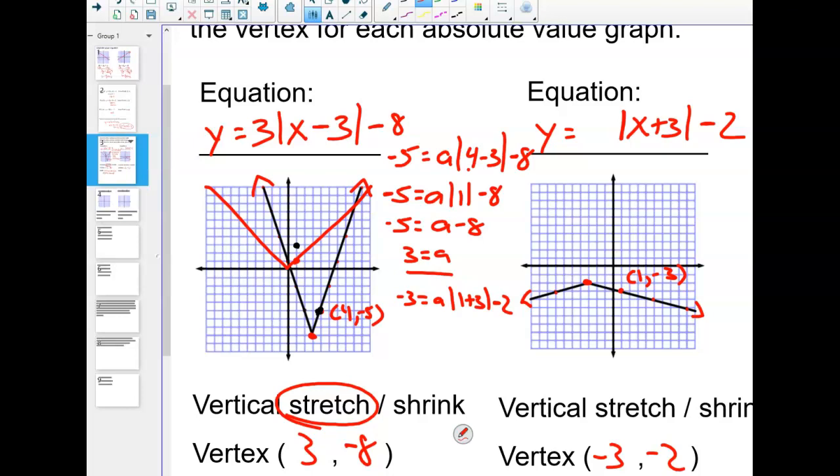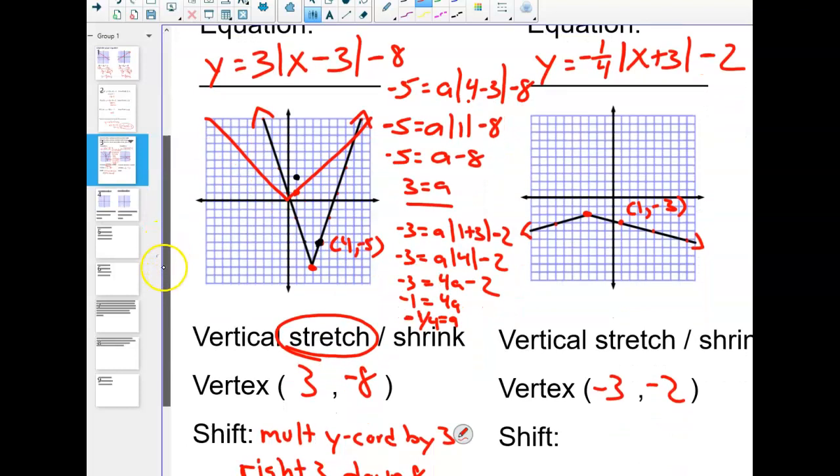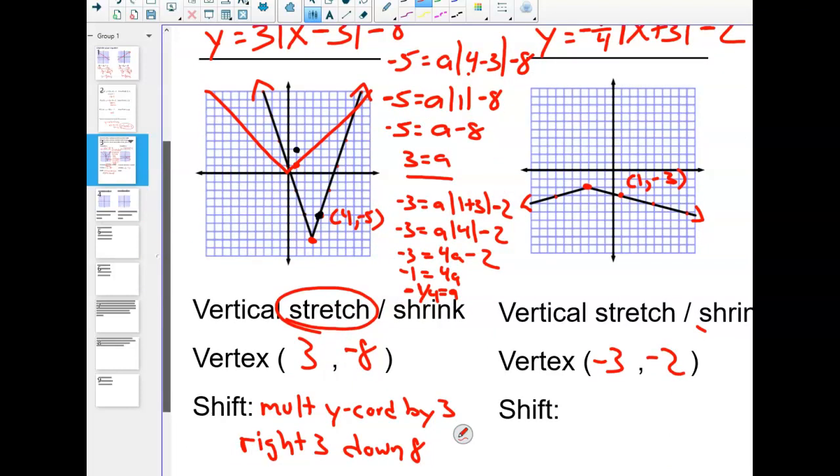Okay? And now, negative 3 equals a, absolute value of 4, minus 2. I think we all can agree the absolute value of 4 is 4. Negative 3 equals 4a minus 2. I add 2 to both sides, I get negative 1. And my a is negative 1/4. And that should be consistent with the graph. I have the graph opening down, my a should be negative. That means that a is less than 1, greater than negative 1, I have vertical shrink.